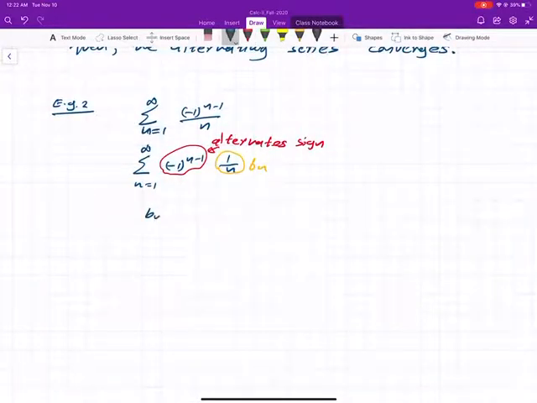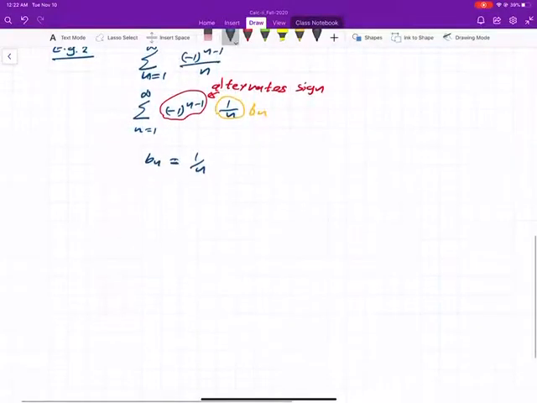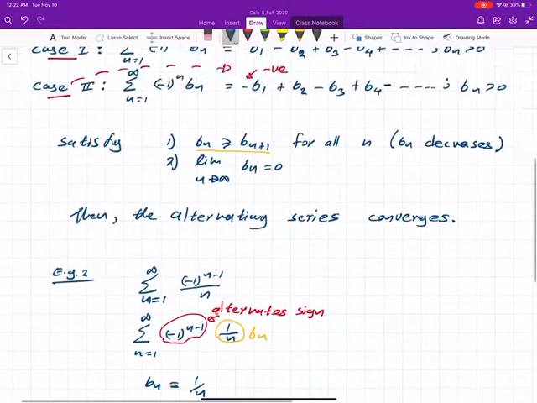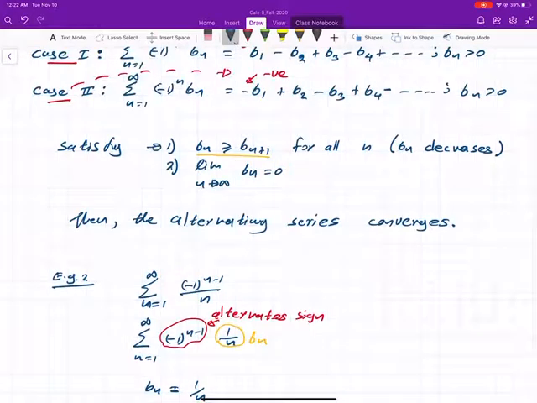That is Bn equals 1 over n. Alright, then you have to check these two conditions. First you have to check whether Bn decreases, and then you have to check whether, when n goes to infinity, Bn goes to 0. Okay, you have to check these two conditions.